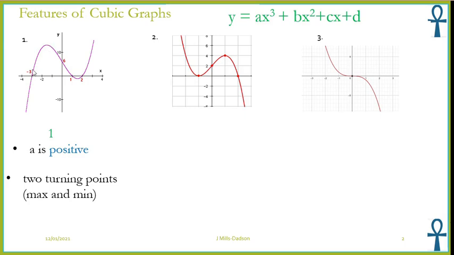This is the maximum point because the y value increases to a point, gets to maximum, then starts decreasing, gets to minimum, and starts increasing again. So we call these turning points, this maximum turning point, minimum turning point.